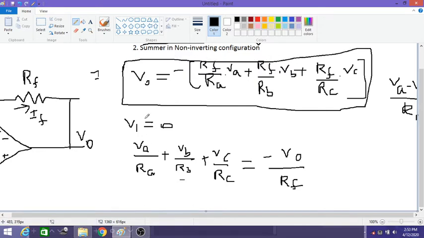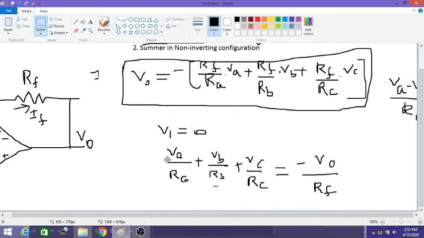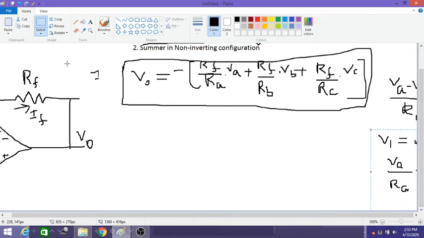Now let us consider a special case where all these resistance values are the same, that is RA, RB and RC are the same, that means RA is equal to RB is equal to RC.